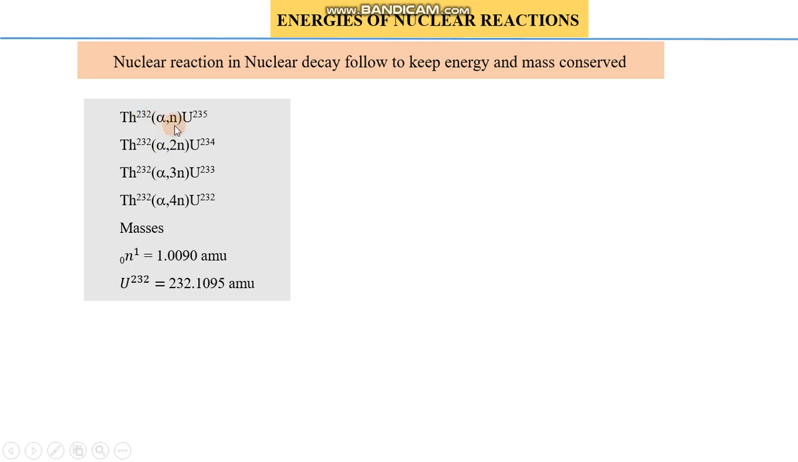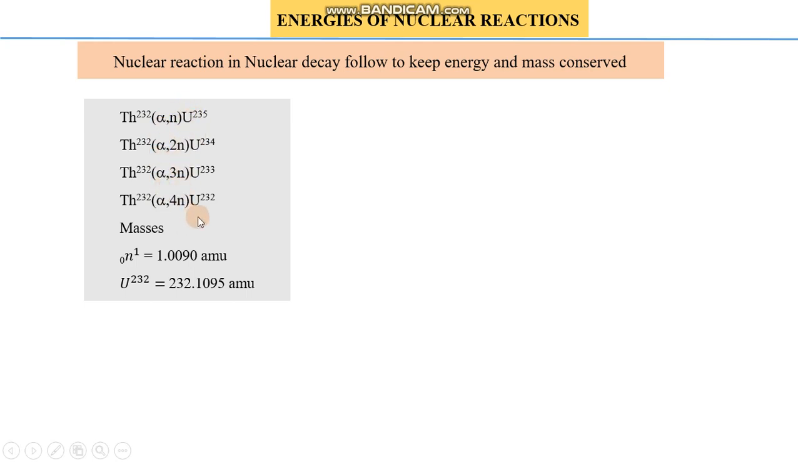In the first reaction, what happens? Uranium-235 is produced along with a neutron. In the second reaction, a uranium nucleus is produced along with two neutrons, then three neutrons, and then four neutrons. So what is the difference in these reactions? The number of neutrons produced is different, and as I told you, the production of neutrons depends on the energy of the alpha particles.